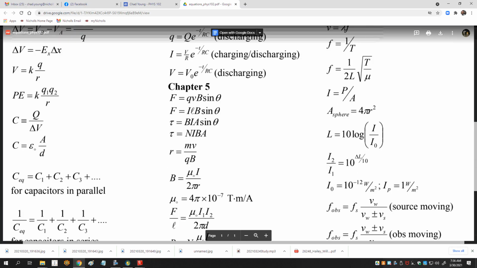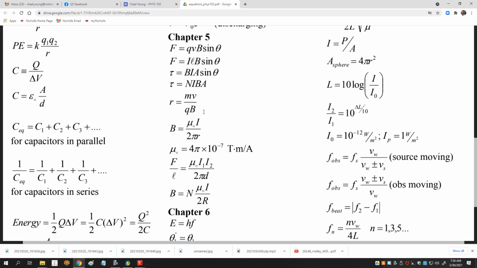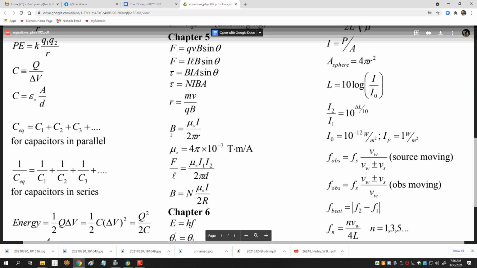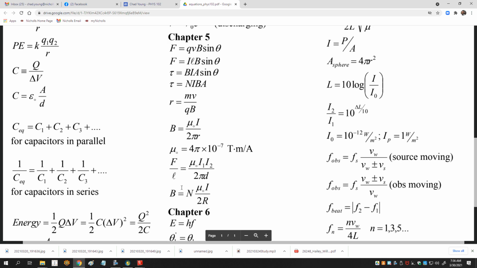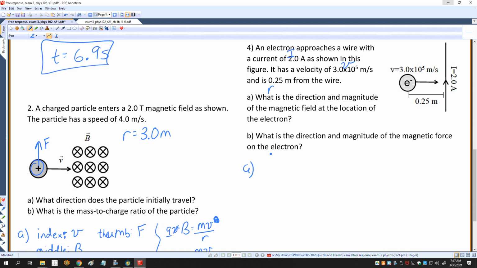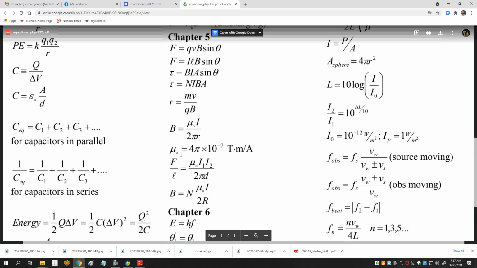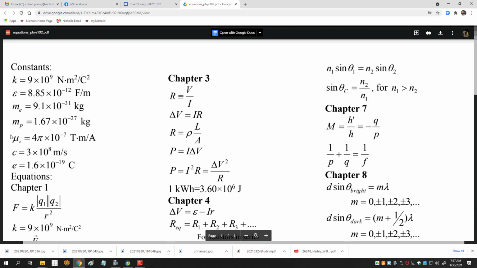I give the magnetic field due to a coil of wire right here, or rather, to a long straight wire right here. I can tell right away the coil of wire looks very similar except it has the N. So it's mu naught I over 2 pi R. B is equal to mu naught I over 2 pi r. That's going to be 4 pi times 10 to the minus 7, I think. Let me just double check that. So you go over to your equation sheet, you can get that mu naught is right here, yeah.